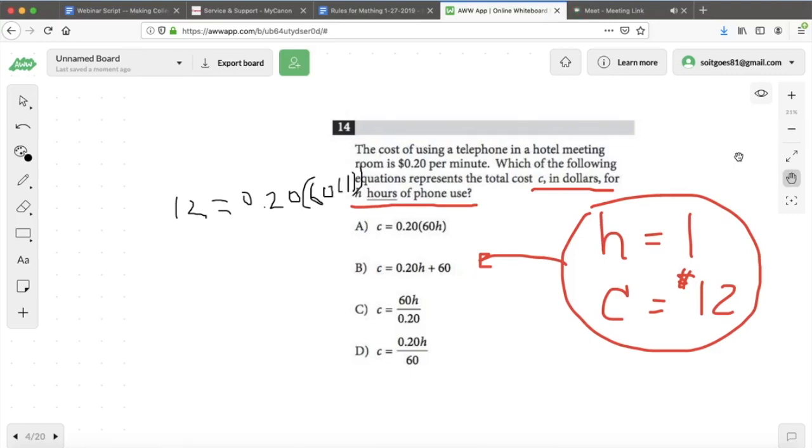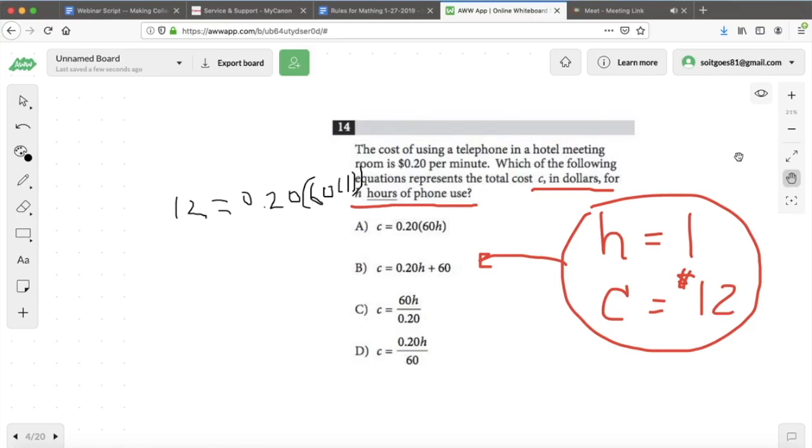Yep. So we've got 0.2 basically times 60, right? Simon, does that give us a true statement, yes or no? Yes, it does, right? Because that's basically what we did. We multiplied 0.2 times 60. Okay, so that looks good. Let's test the other answer choices, though.